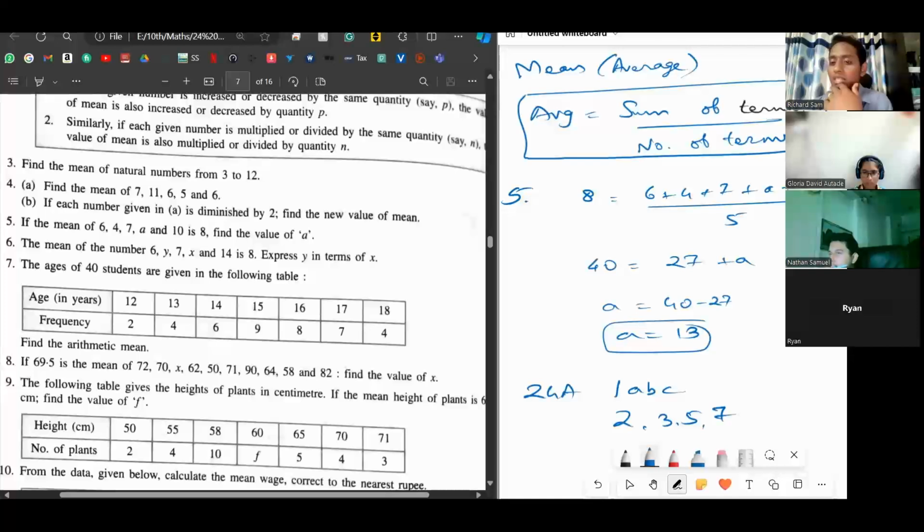Sometimes they'll give you a question like this where they'll give you so many numbers and say this is the average. Then they'll say one of the numbers is wrong. So you have to minus the wrong value and add the new value. And then the mean will change.